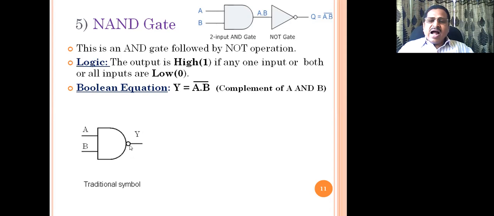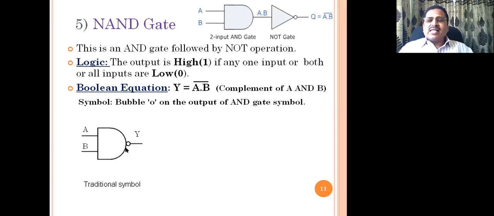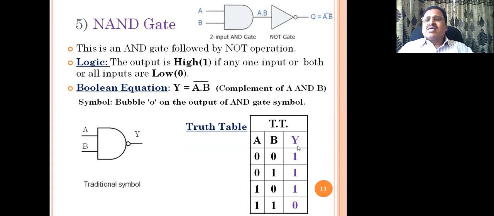Symbol: you just have to add a bubble over the output line. You have to add the bubble only at the output, and that results in the symbol of NAND from the AND gate symbol. Then the truth table for the two input NAND gate: just invert the last column of the AND operation. For 0 0, 0 1, 1 0, the first three combinations, you'll find both inputs or at least one input is 0, so output goes high. Only when both inputs are high, output becomes 0 in the truth table.